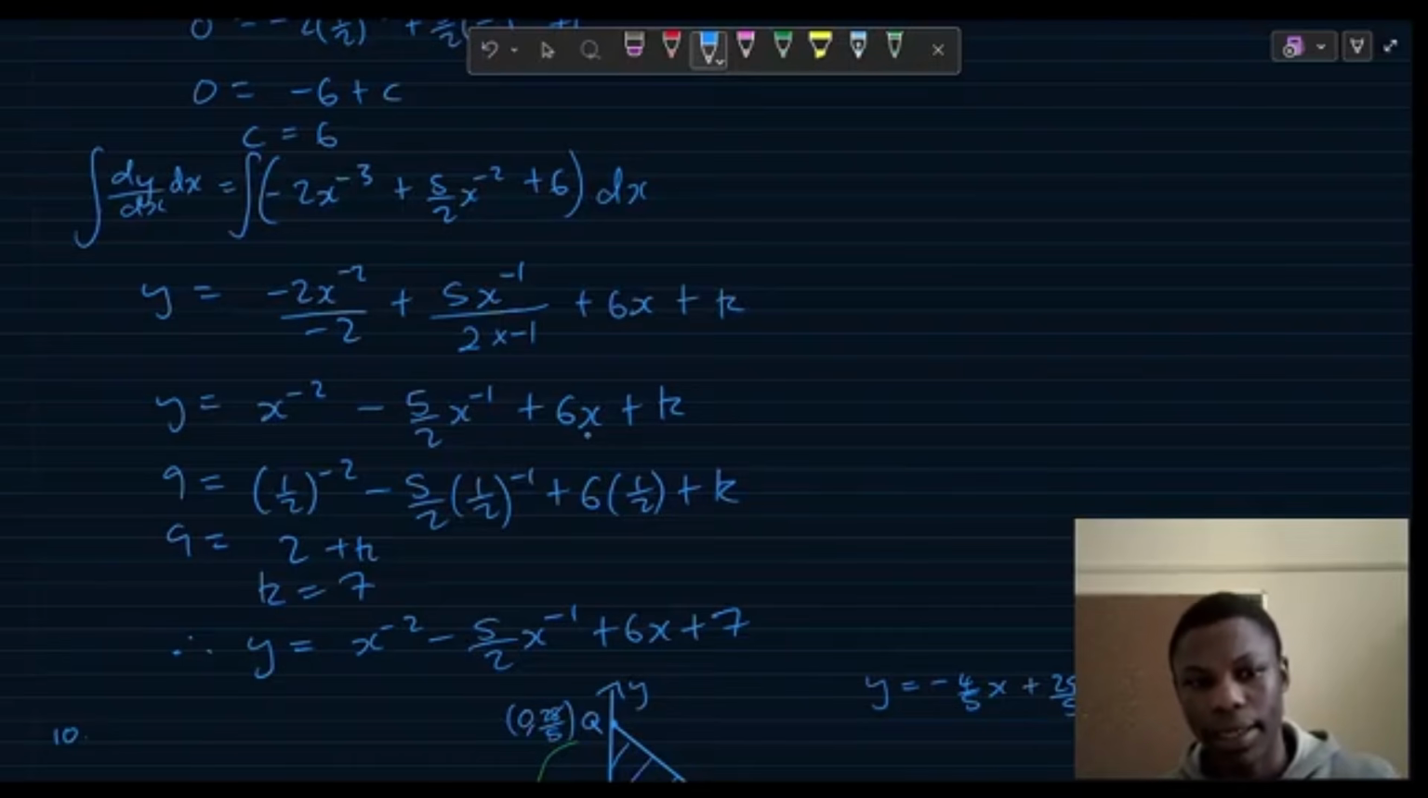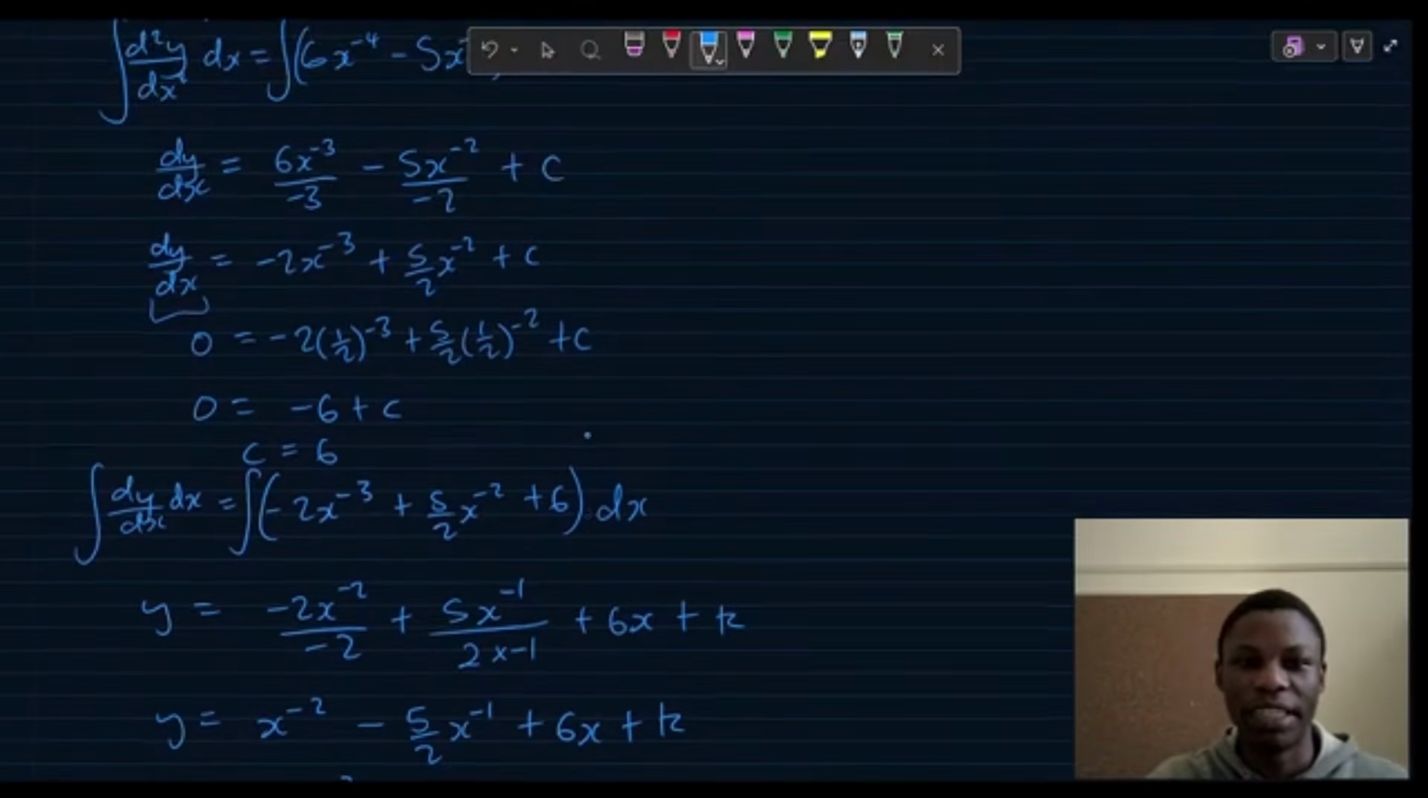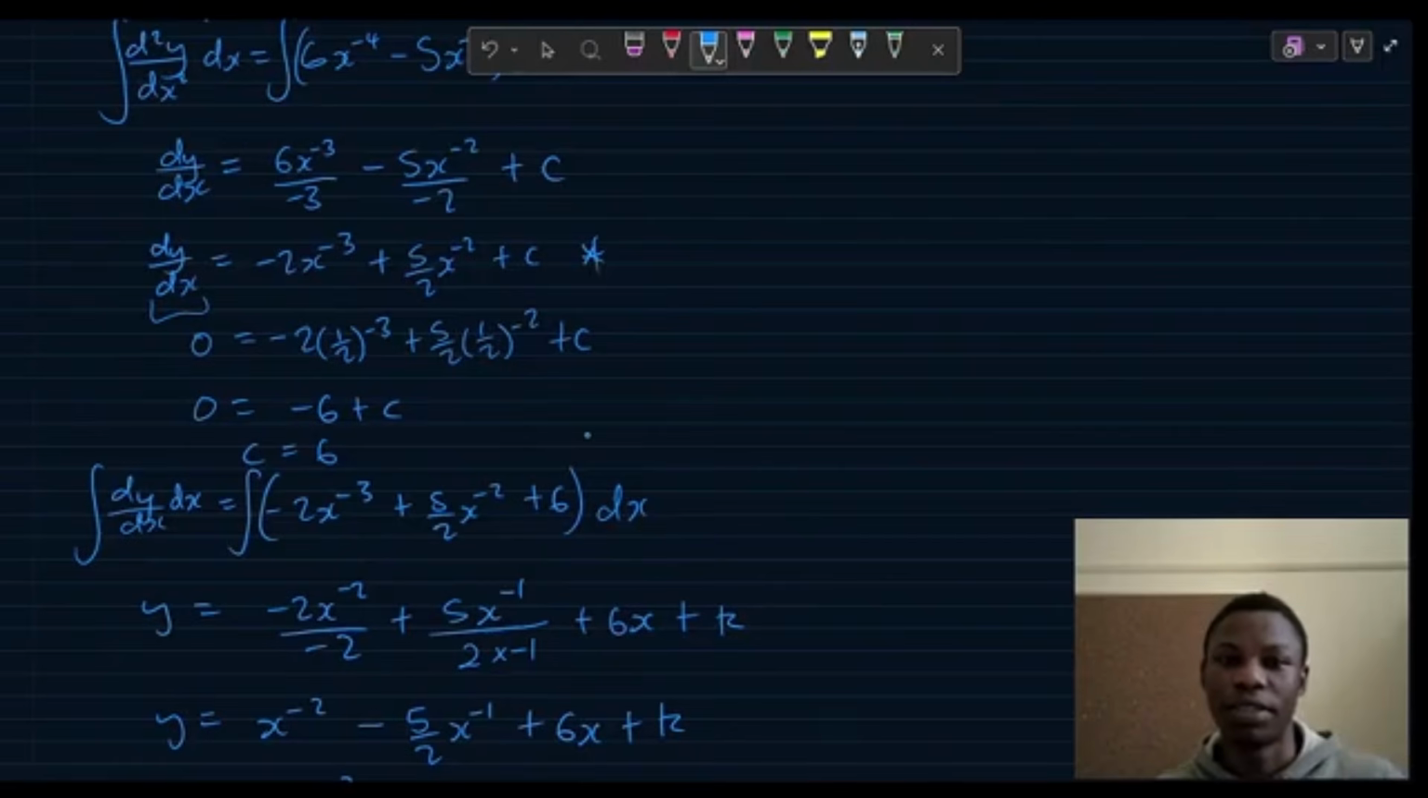The idea behind it is not too difficult. If you understand the purpose of integration, if you start with the second derivative, you integrate, you get to the first derivative. You integrate the first derivative, you get to the equation of the curve. But it's more so just when you integrate the second derivative, you're going to get a constant, right? When you're at your first derivative stage. Here, it's what to do with that constant.